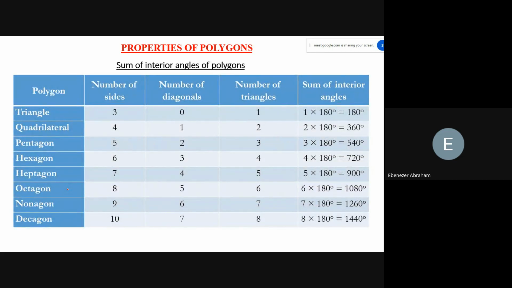At times, they may ask you to find one interior angle. This is a summary. Once you know the formula, you can obtain the rest easily.